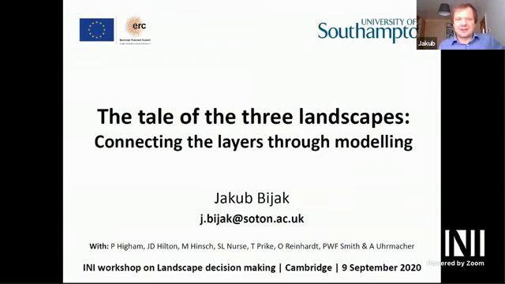So I think I should start probably from the same place as Milena did, by saying that I'm not a landscape modeler. I'm a statistical demographer. Although I realized, when I got the invitation to speak at this workshop, that some of the modeling that we do in our team has something to do with landscape. Hence the theme about the 3 layers of landscape and how to connect them through modeling.